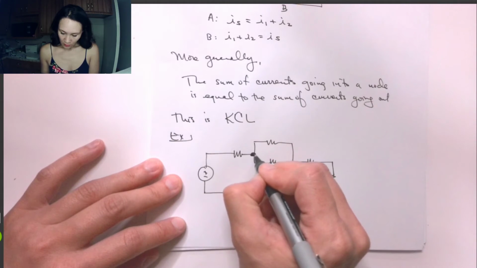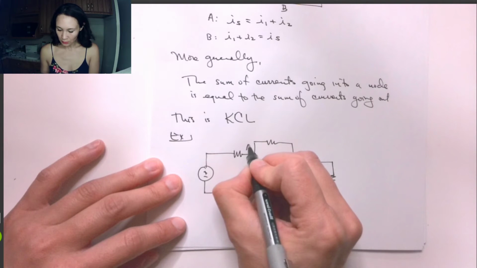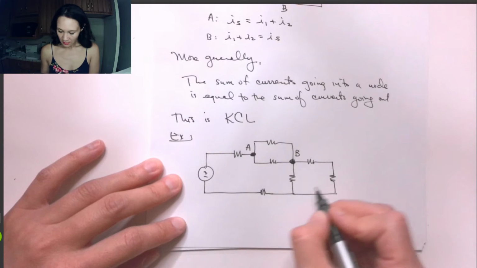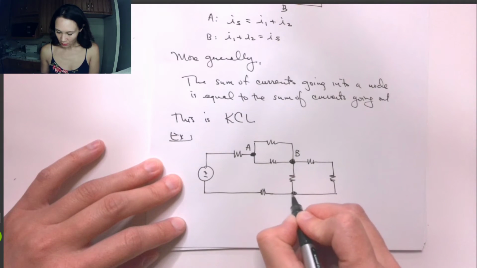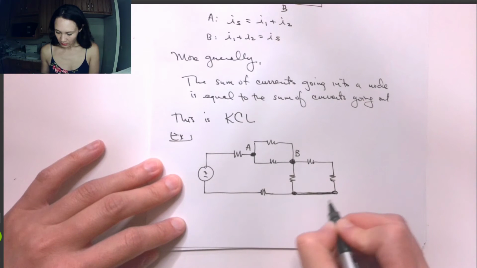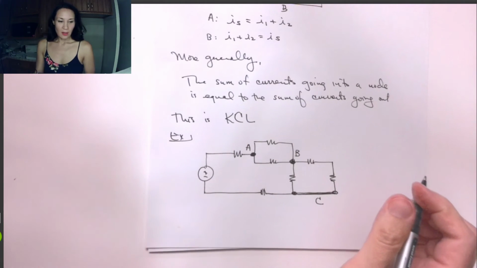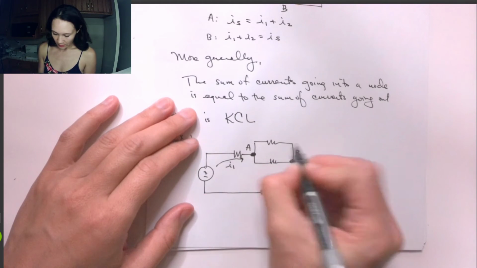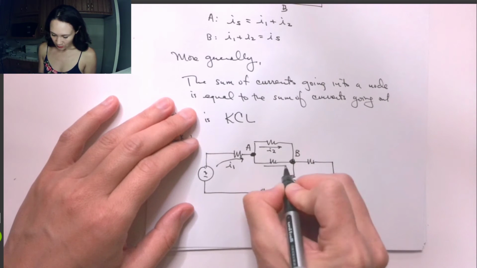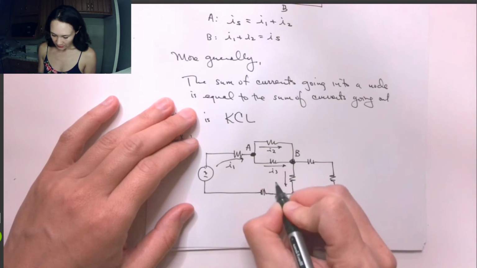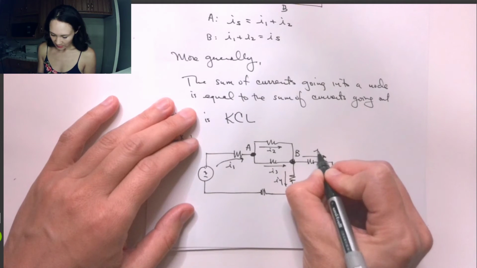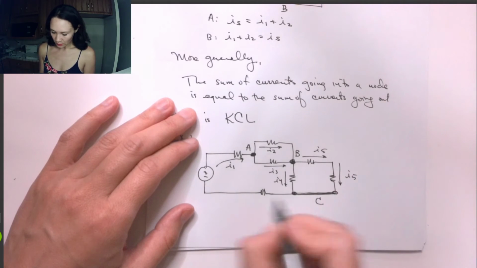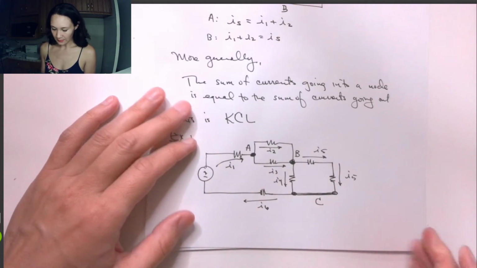Let's label these nodes. So this first node, the first location where the current could potentially split, I'll call that A. This next node, I'll call that B. And then we have another node down here. We can call this node C. Okay, now I'm going to label currents. Let's just call this current that comes out of here I1. This can be I2. This will be I3. We'll let this be I4. This will be I5. I5 also goes through this resistor, and then we'll let this current be I6.